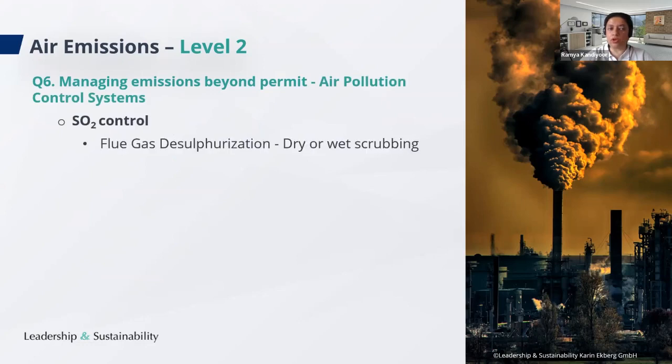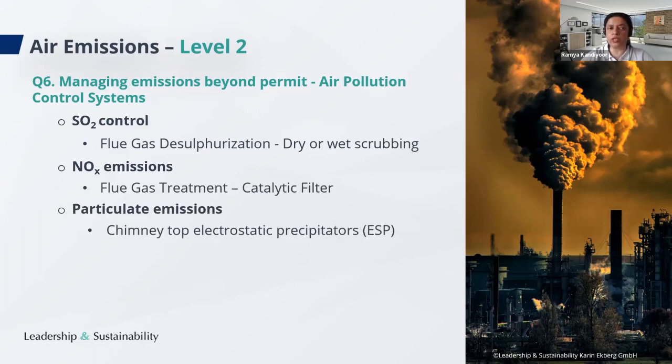And SOx control, you can have flue gas desulfurization. If you are procuring coal with a lower sulfur content, you will be able to improve the kind of pollutant that is generated. This can also be done through dry and wet scrubbers that you can install in your facility. NOx is through flue gas treatment or catalytic filters.